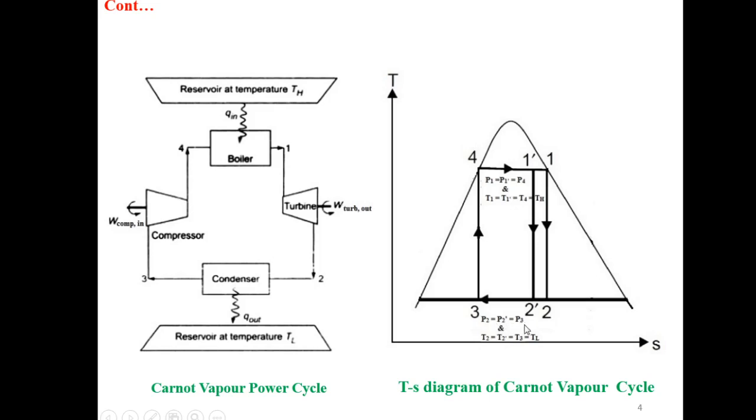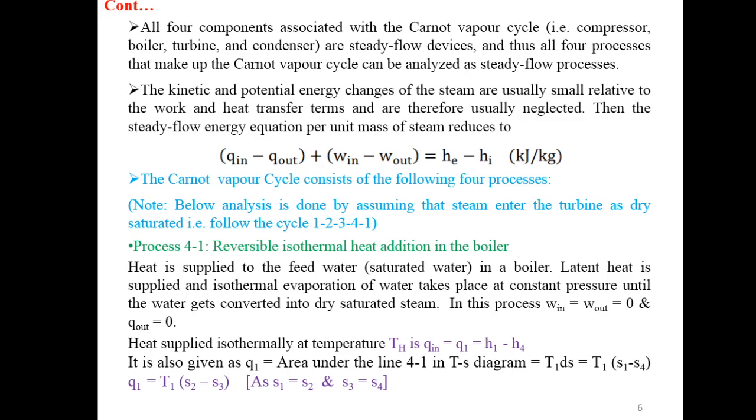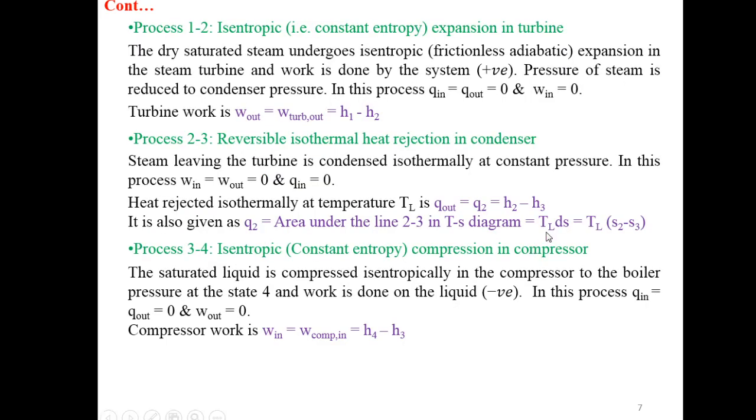So if you have to find out this area, then the temperature will become the height and the width will be S2 minus S3, or we can say S3 minus S2. So our formula will become TL ds, change in entropy, TL into S2 minus S3, because S2 is more than S3, so we have taken S2 minus S3.